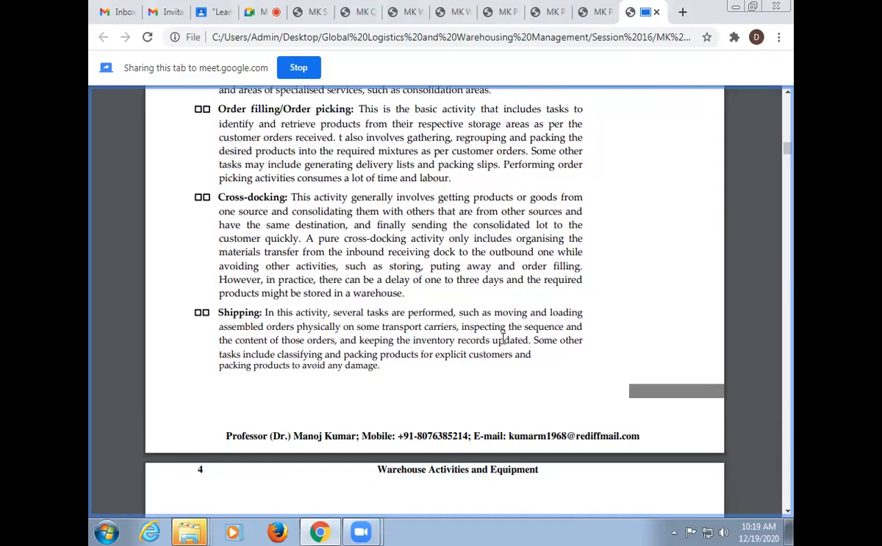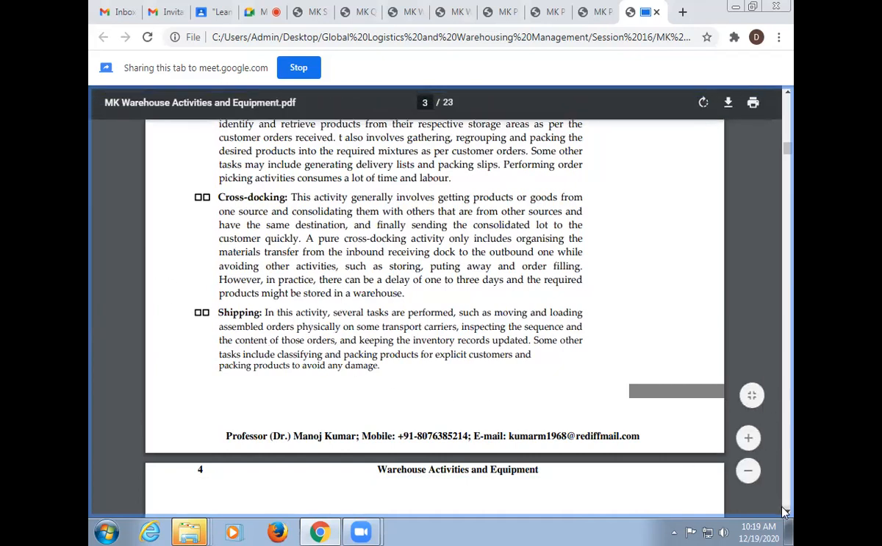In this activity, several tasks are performed, such as moving and loading assembled orders physically on some transport carriers, inspecting the sequence and the content of those orders, and keeping the inventory records updated. Some other tasks include classifying and packing products for explicit customers and packing products to avoid any damage.